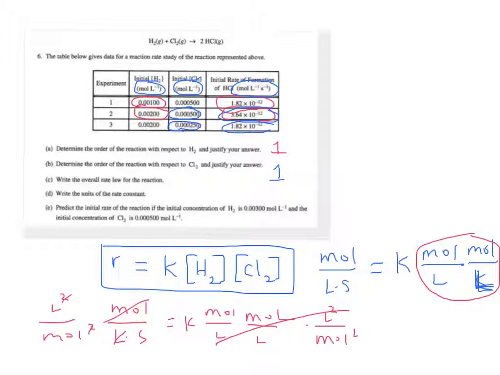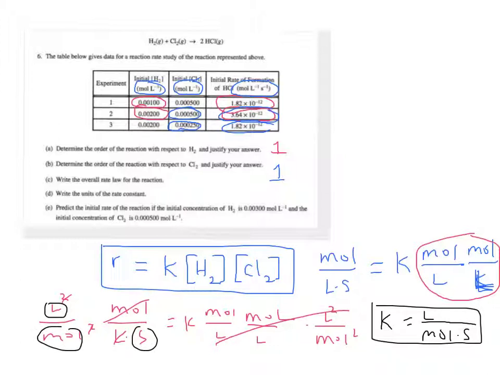and we're left with K is equal to liters over moles over seconds. And you can just see that here we're left with one liter, a mole, and a second equal to K.